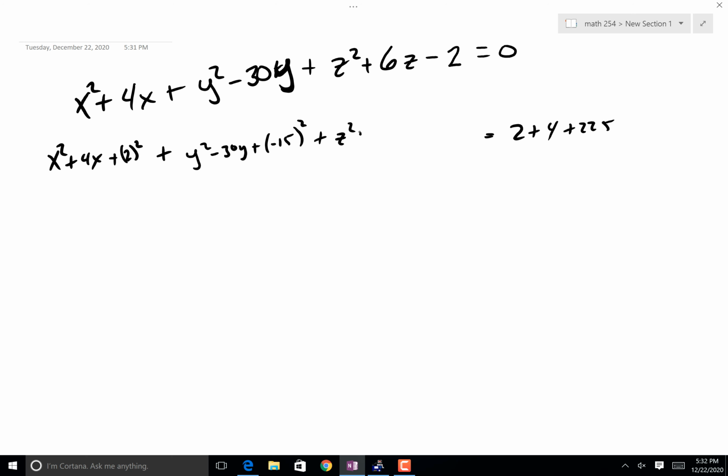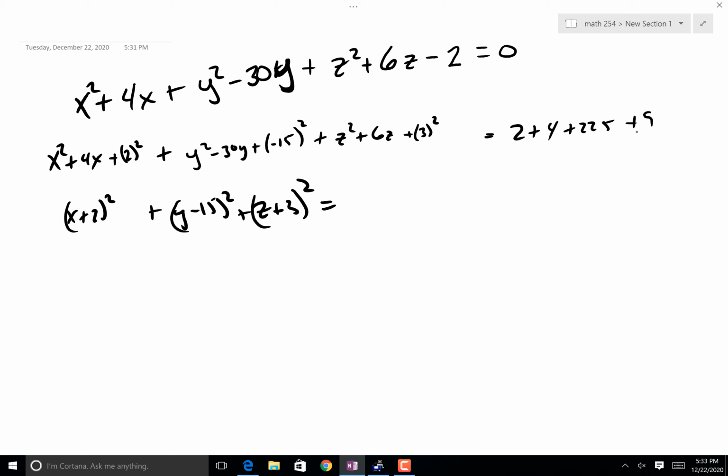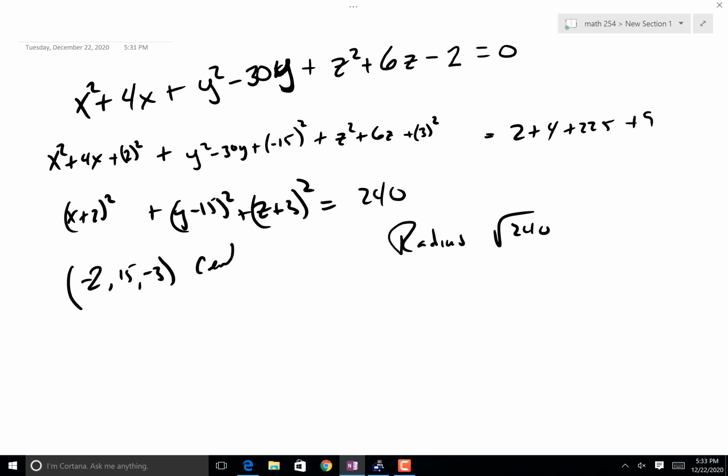And then z squared plus 6z, and then half of 6 is 3. 3 squared is 9. Add 9 to both sides. And boom, we're done. x plus 2 squared, y minus 15 squared, z plus 3 squared equals 240. So the radius, I'll do the hard part, is the square root of 240. And the center is going to be at negative 2, 15, negative 3. Bam. Done. Nice. Okay.